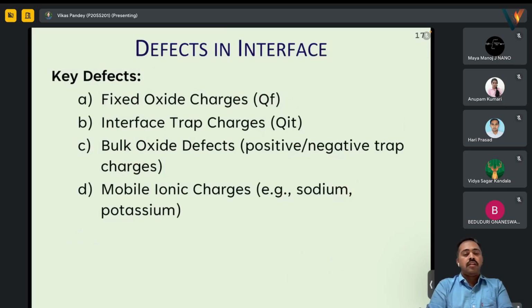Clear till here? Any questions? Yes, anyone?